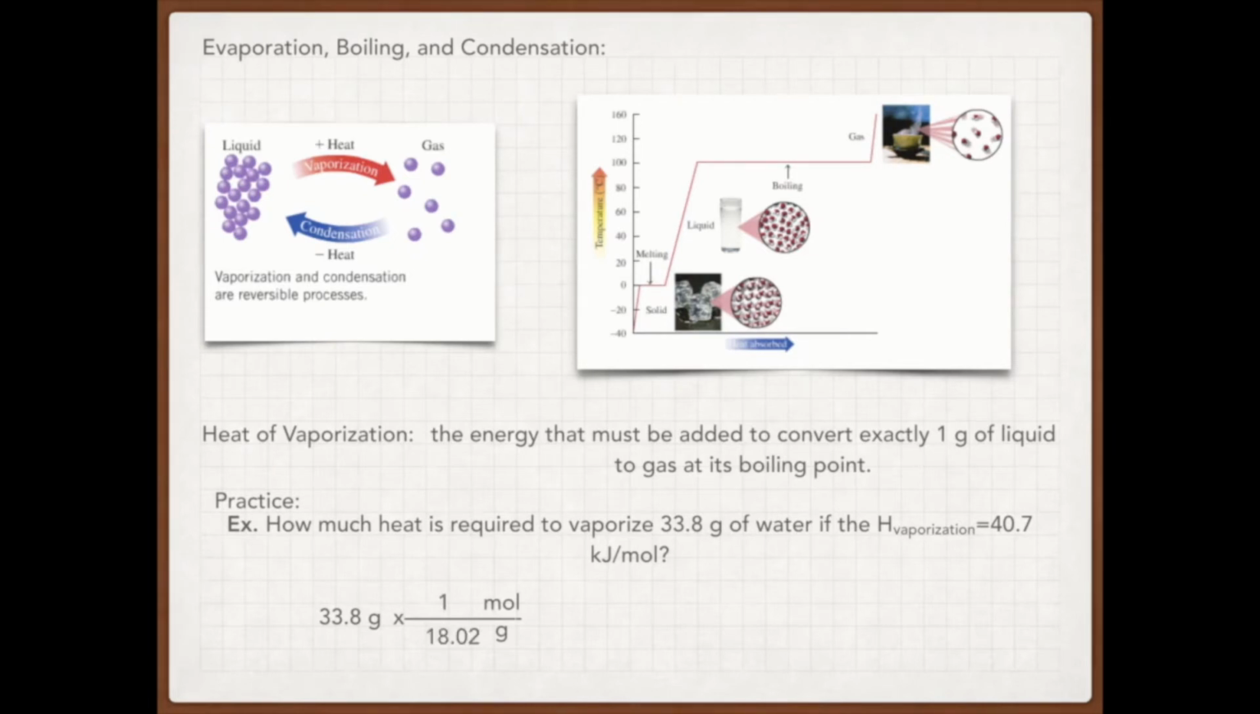Now I'm in moles. Now I can use my heat of vaporization. So I'm going to put moles on bottom, kilojoules up top, and then I'm going to put the 40.7 over 1 mole. All right? So now what I get when I do that math, I get 76.3 kilojoules of heat is required to vaporize that water.